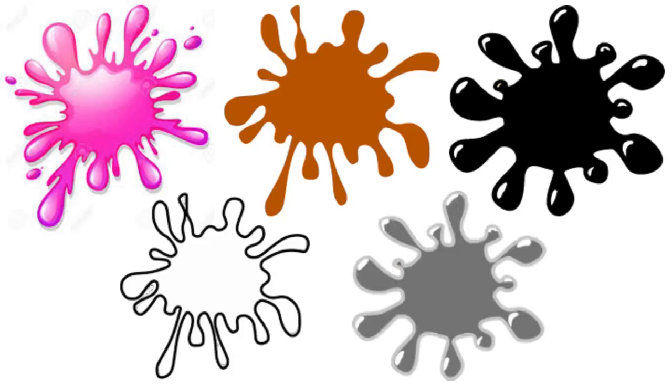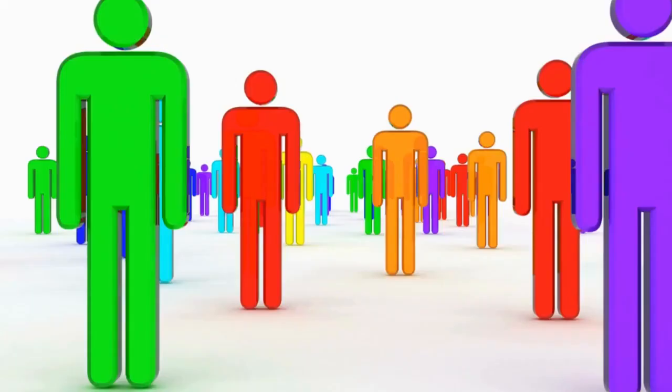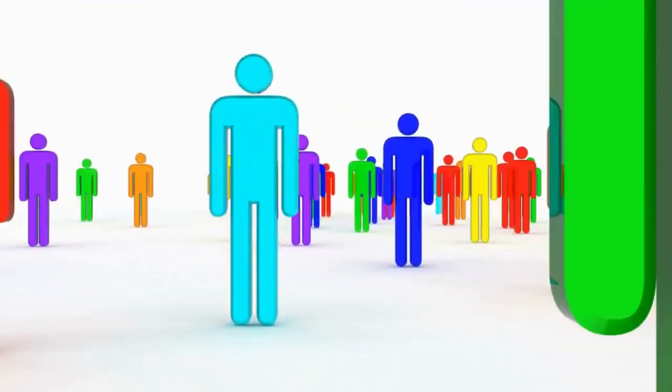Pink, brown and black so bold. White and gray with stories untold. Mix them all, what do we see? A rainbow shining bright with glee. Colors, colors everywhere. Let's all sing and show we care. Red or yellow shining through. Green, blue, purple too.